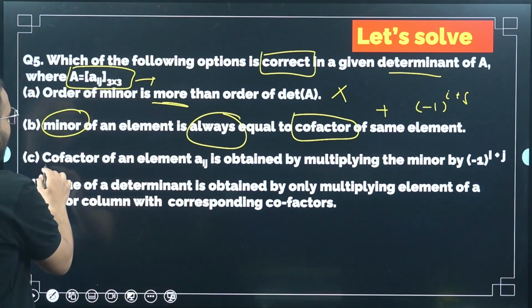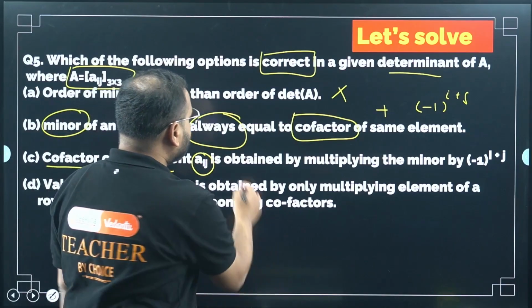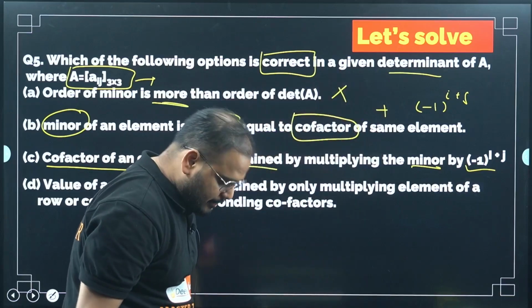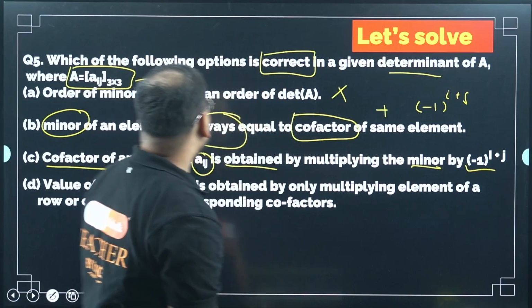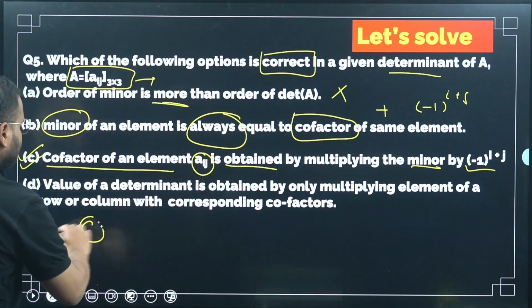What about C? Cofactor of an element Aij is obtained by multiplying. Yes. When we multiply this part, minus 1 to the power i plus j, which gives us the sign part of it, then we get our cofactor. So option C is correct. Let's check option D anyway.